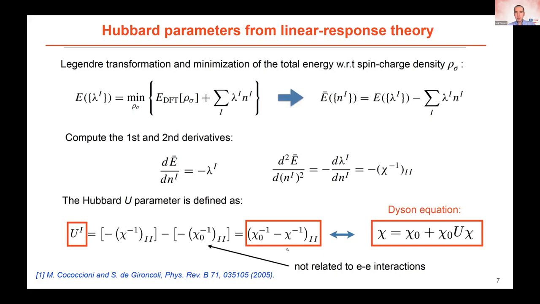So we can rewrite this equation in a different way as chi equals chi naught plus chi naught U chi. This is the so-called Dyson equation, where chi naught is the non-interacting response and chi is the interacting response. So that's another way to see why you need this chi naught term. And that's it. That is our final expression for the Hubbard U parameter.